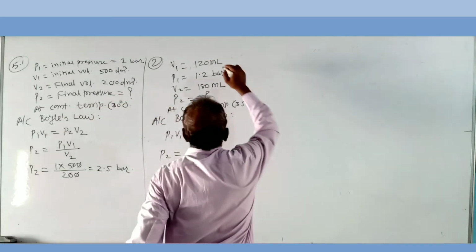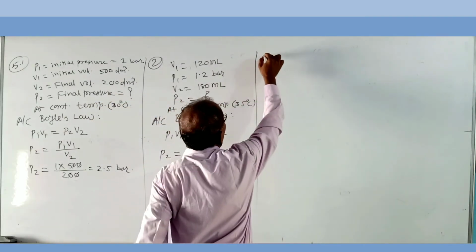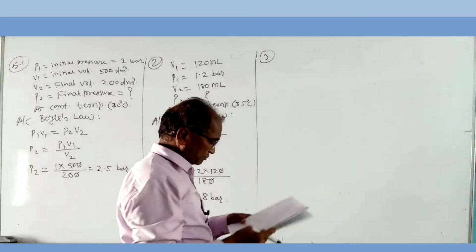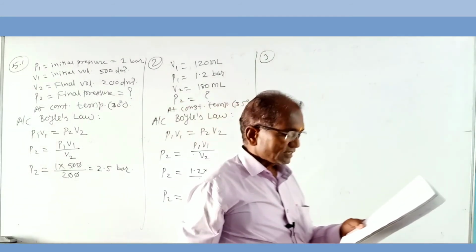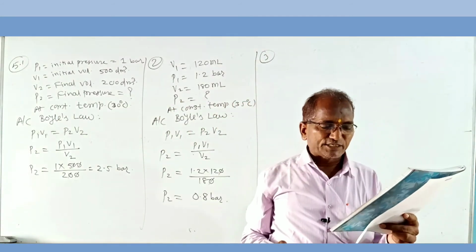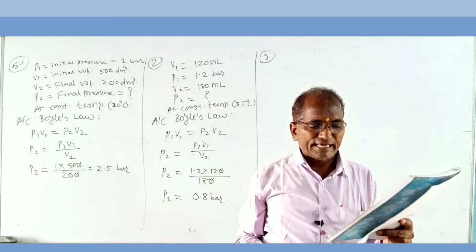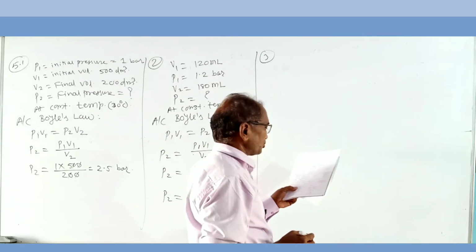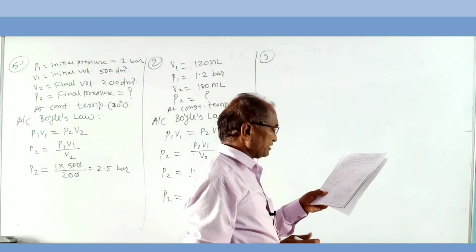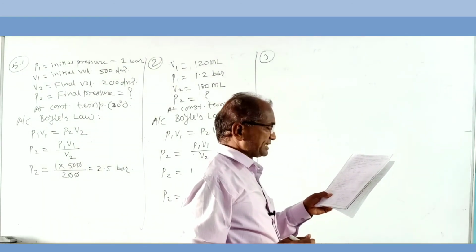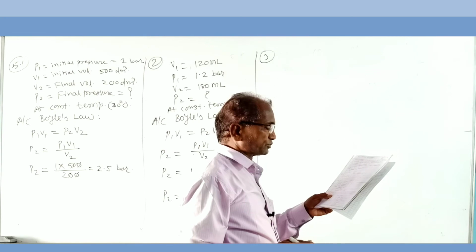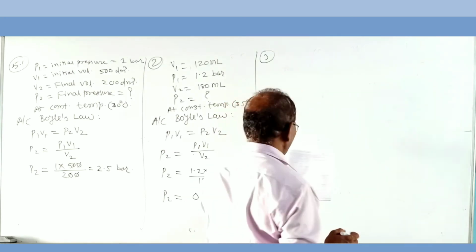Then third numerical, 5.3. Using the equation of state PV is equal to nRT, show that at a given temperature density of gas is directly proportional to pressure of gas.